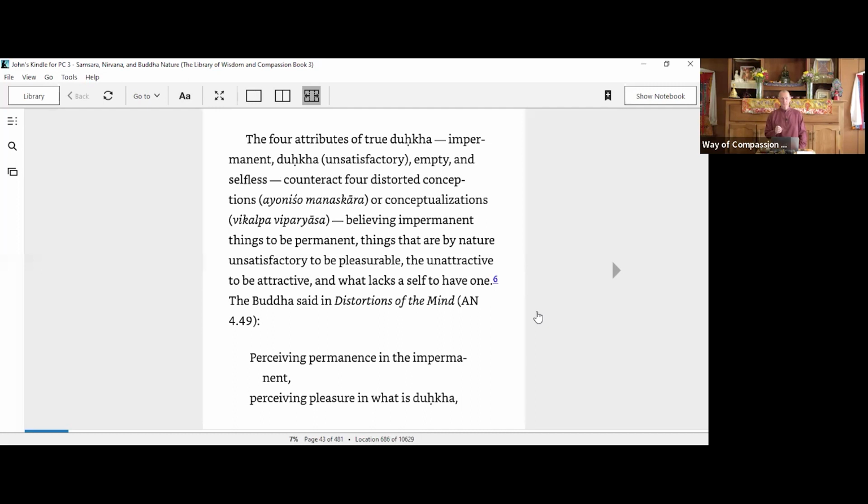The 4 attributes of true dukkha, and it's going to get unpacked to each one. First is impermanent. It's unsatisfactory, so nothing out there is really going to provide you the satisfaction that you are seeking. It's empty. So we see things as real, independent from their own side. And that's the way everyone sees it. And that's not the way things are.